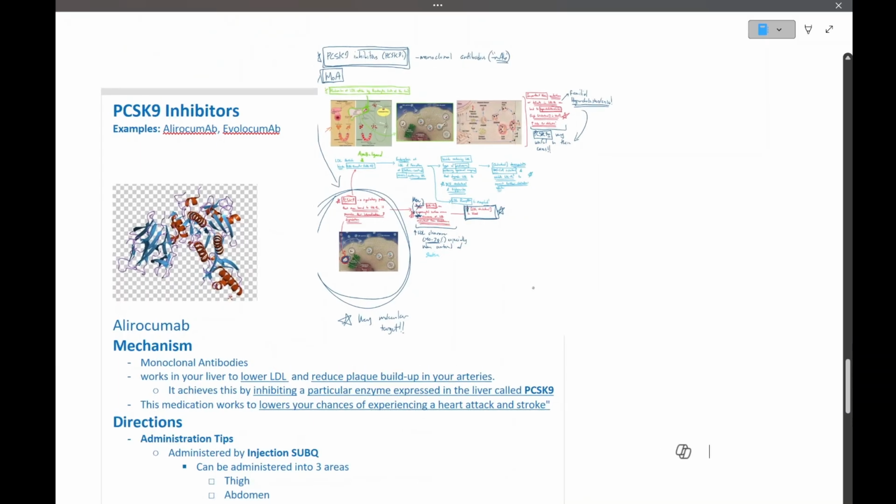So we're going to be moving on to the last main class of medications used to treat dyslipidemia, and they include PCSK9 inhibitors. Such inhibitors involve monoclonal antibodies such as alirocumab and evolocumab. So, as I've said, they're monoclonal antibodies that work in your liver to lower low-density lipoprotein cholesterol levels and reduce plaque buildup in your arteries. And it achieves this by inhibiting a particular protein expressed in the liver called PCSK9.